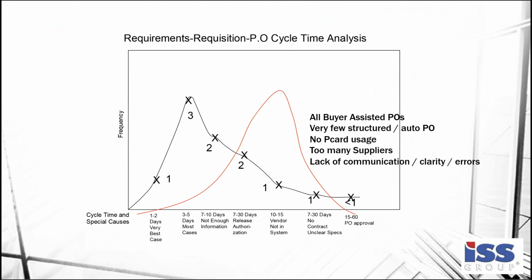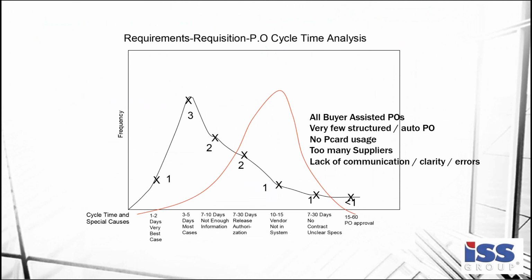One is they have all buyer-assisted POs, meaning they're manual. All the POs, all the purchase order requests have to go through purchasing. They have to be discussed. They have to have a PO generated and has to get approved. So they're all buyer-assisted. That makes a lot of busy purchasing buyers. So very few structured or auto POs that would supply the maintenance department and having the parts they use replenished and replaced.